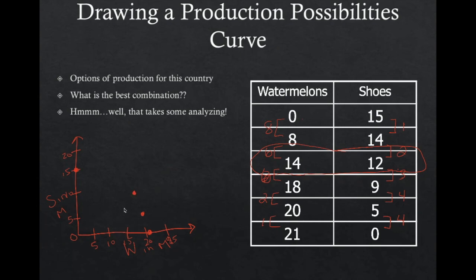And then we're going 14 to 12 million pairs of shoes. And then we need 8 million tons of watermelons with 14 million pairs of shoes. And then you have 8. Oh, 0 and 15. Okay. And connect my lines. Oh my gosh, you drew a production possibility curve.